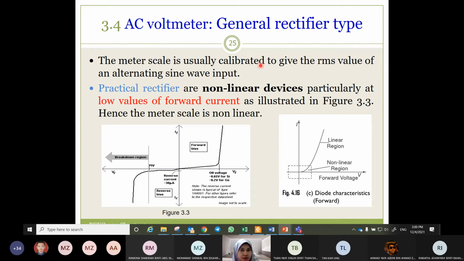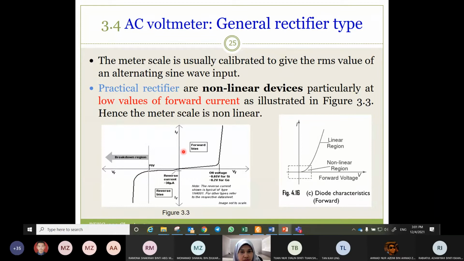The meter scale is usually calibrated to give the RMS value of an alternating sine wave input. Practical rectifier. Okay, we skip example on AC. We learn on characteristic of practical diode. Later we will combine calculation on full rectifier and this calculation. Okay, it is about practical rectifier.